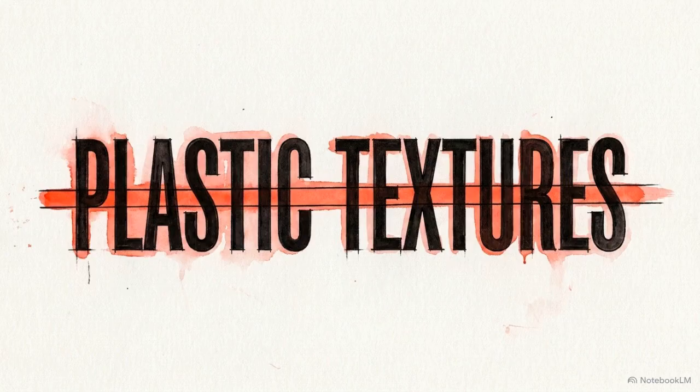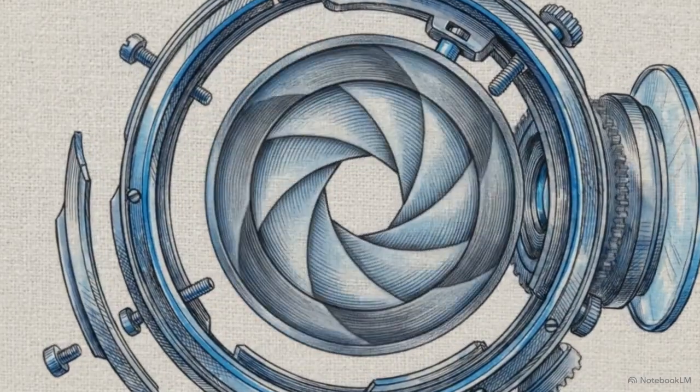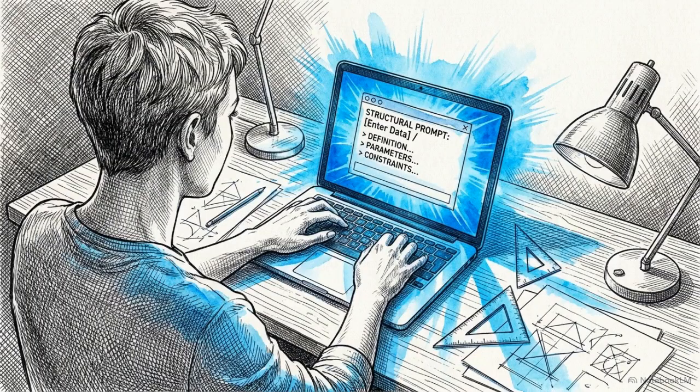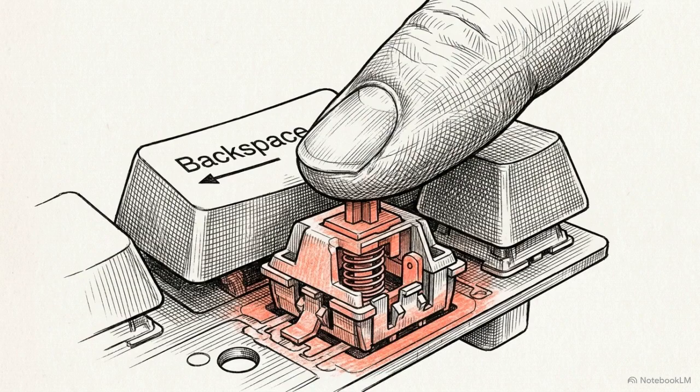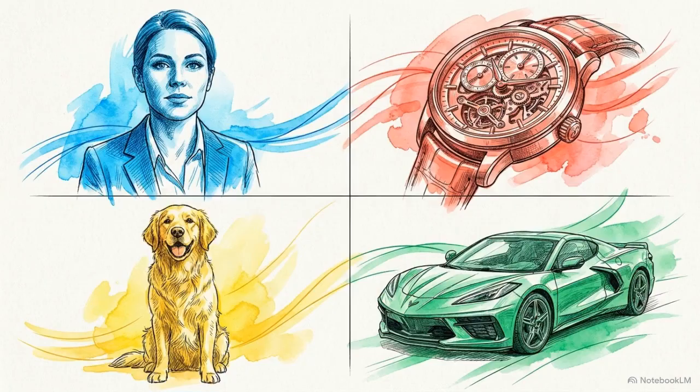You have successfully bypassed the default AI aesthetic. The image looks real because we forced the system to apply the strict rules of a physical camera. Now it's your turn. Take this exact completed formula, swap out the businesswoman for something completely different, like a luxury watch or a golden retriever, and observe the results.